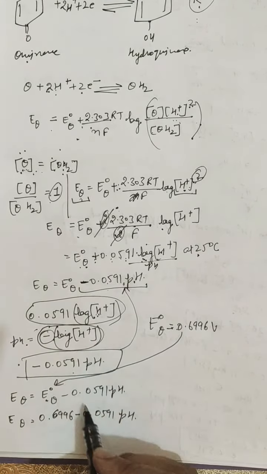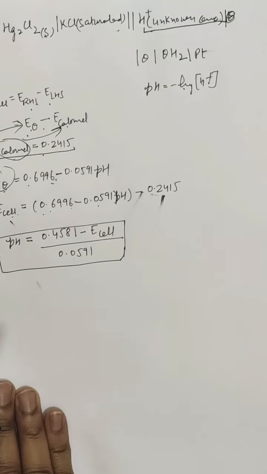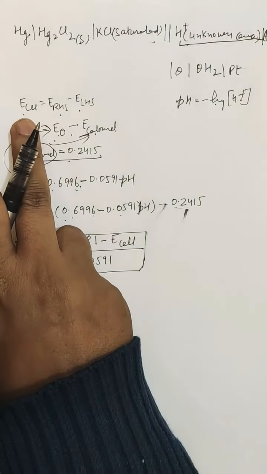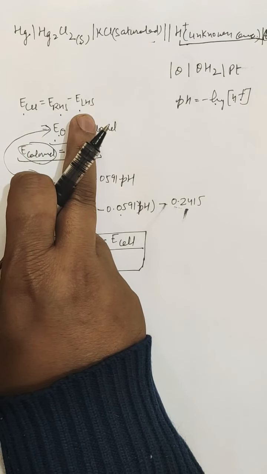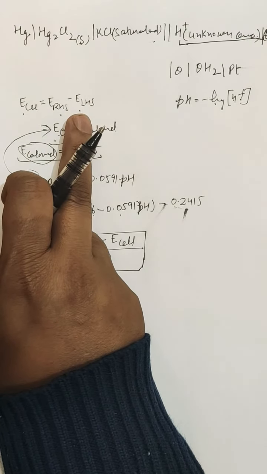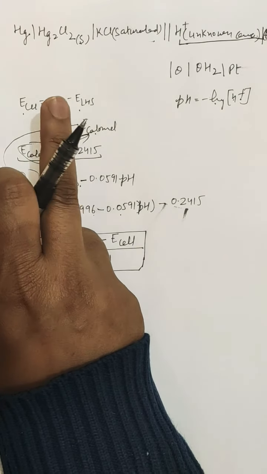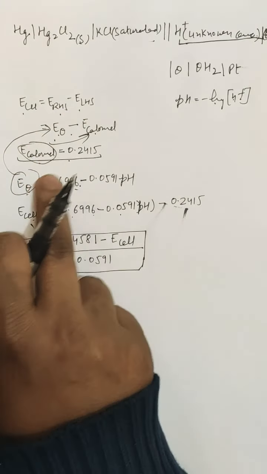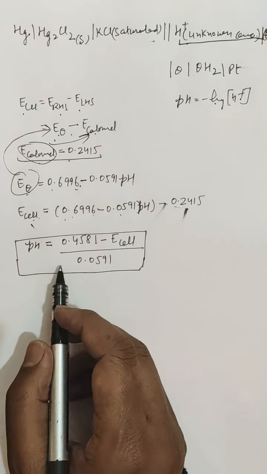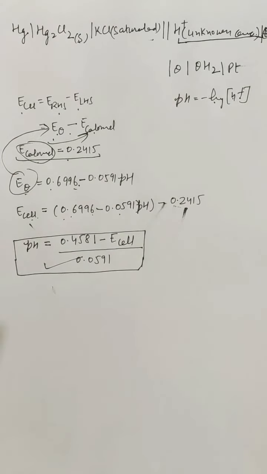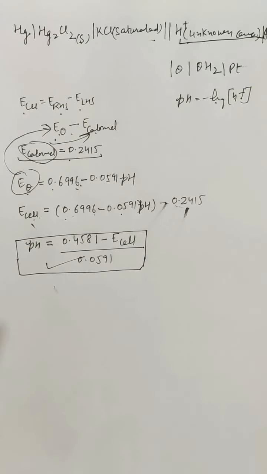So this equation was simplified, and further we wrote the reaction for the calomel electrode, and further E cell is equal to E RHS minus E LHS, or E reduction minus E oxidation, or E cathode minus E anode, or E2 minus E1, and we simply did this and ultimately got this result. So this is the quinhydron electrode.